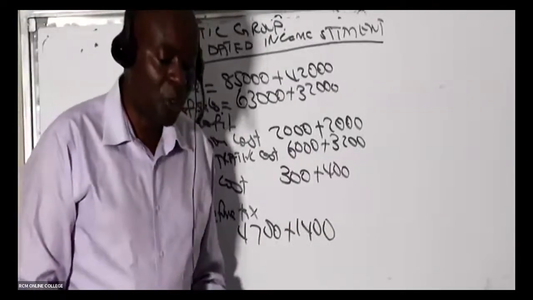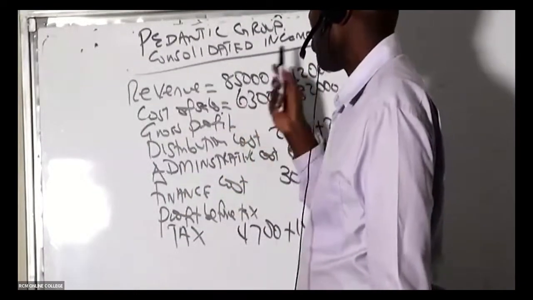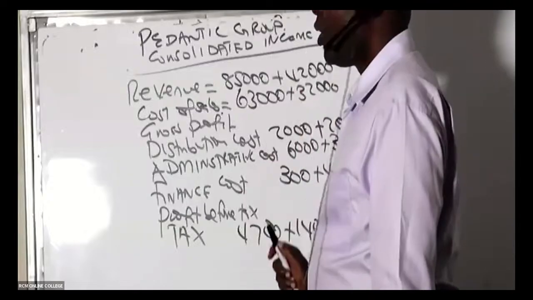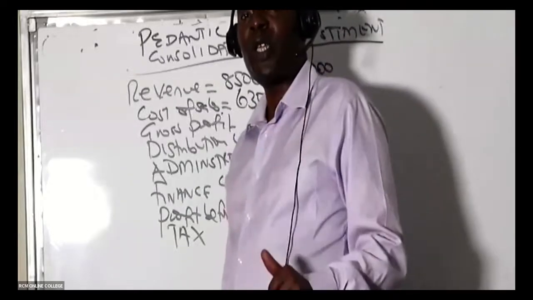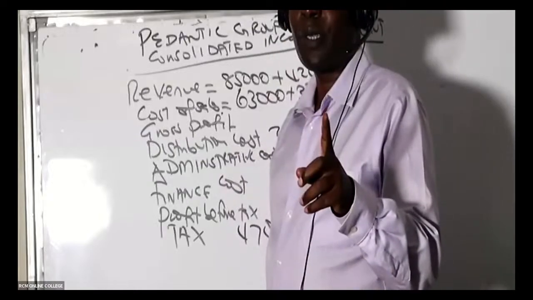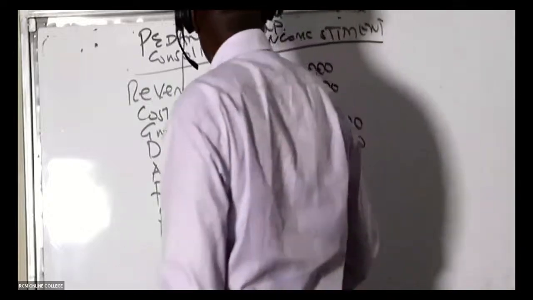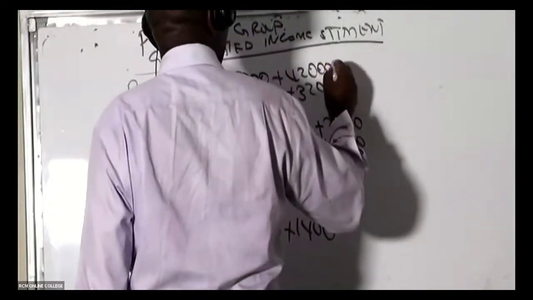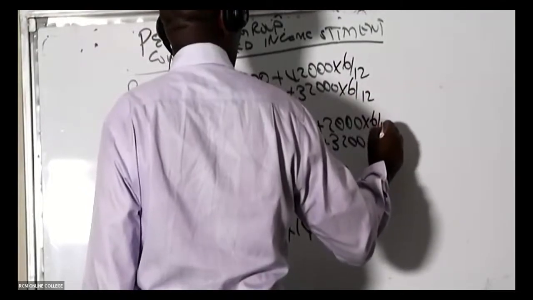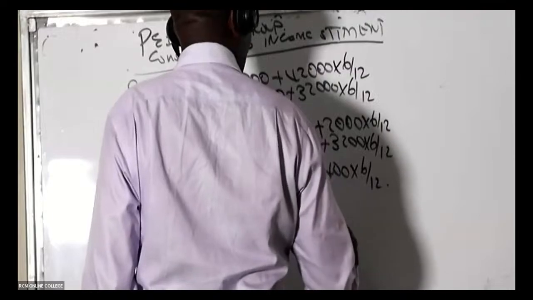All right. So for the parent, of course, we normally take all the figures as they are. But you see, ladies and gentlemen, for the subsidiary, you must always apportion the figures. You have to do time proration. So we have this for 6/12. So I say all of these are times 6/12, times 6/12, times 6/12.